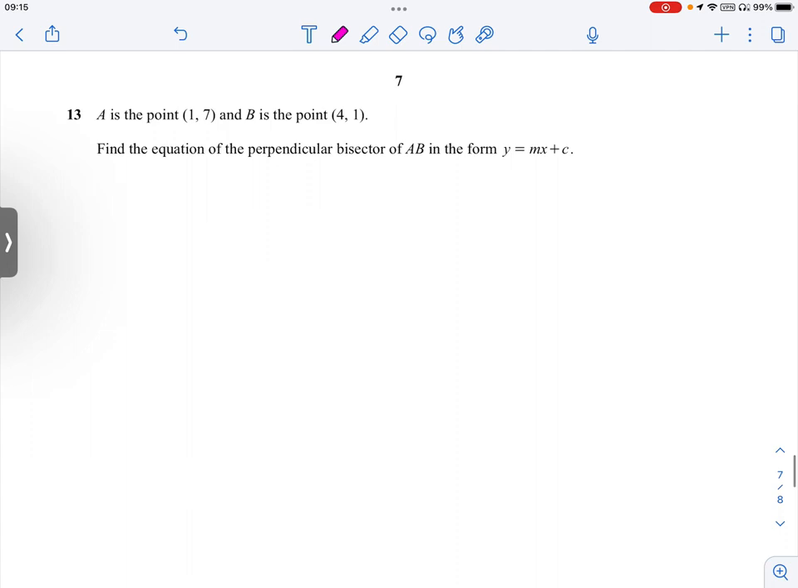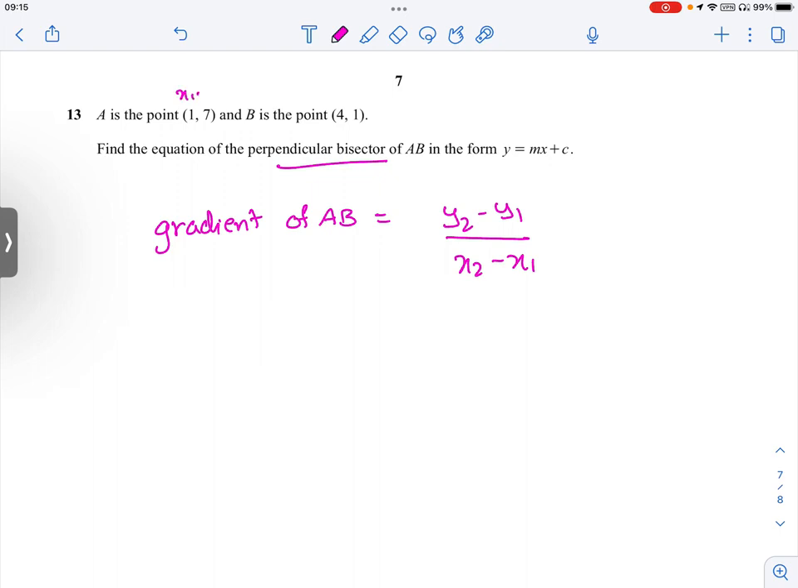Now question number 13. A is the point 1 comma 7 and B is the point 4 comma 1. Find the equation of the perpendicular bisector of AB. So for finding the perpendicular bisector of AB, first of all I have to find the gradient of AB. Gradient is y2 minus y1 upon x2 minus x1. The first point is x1 y1, the second point is x2 y2. So 1 minus 7 upon 4 minus 1, which is minus 6 upon 3, which is negative 2. This is the gradient of AB.